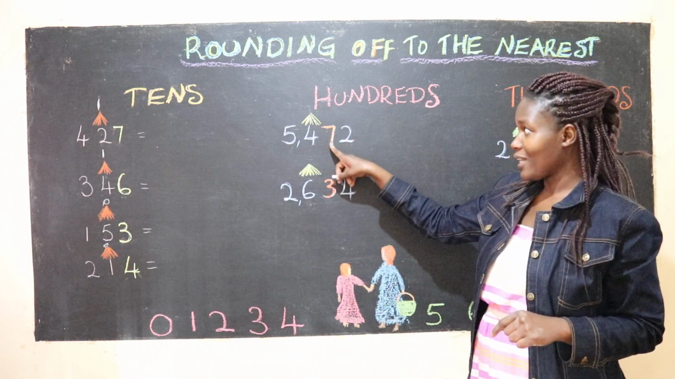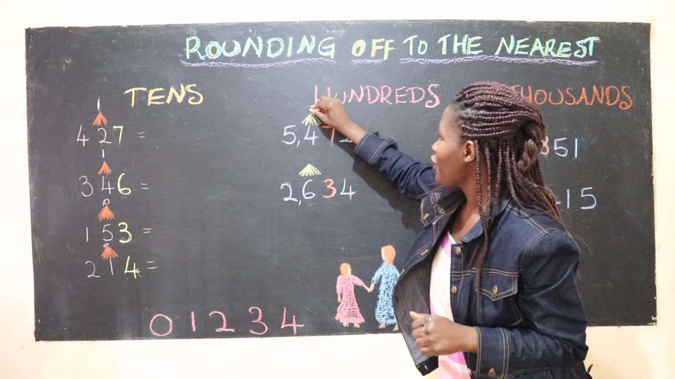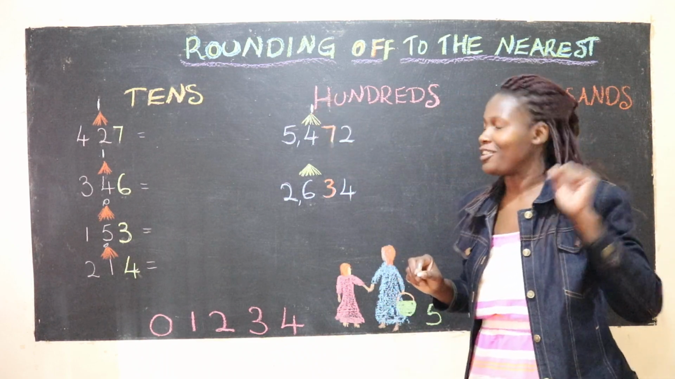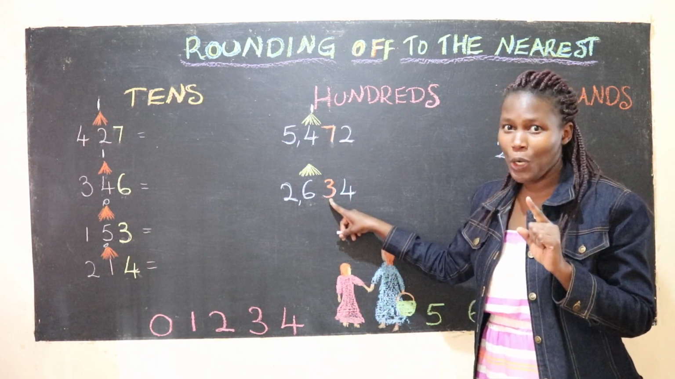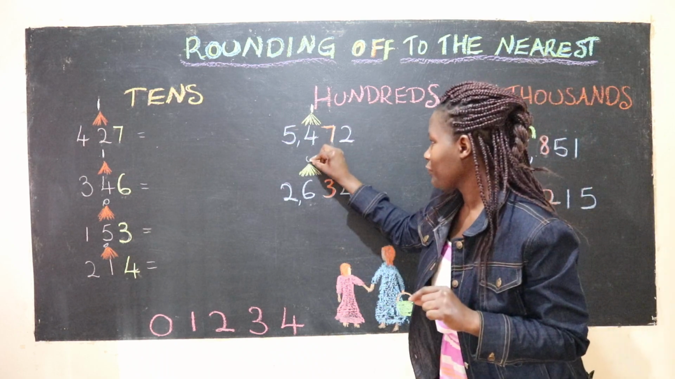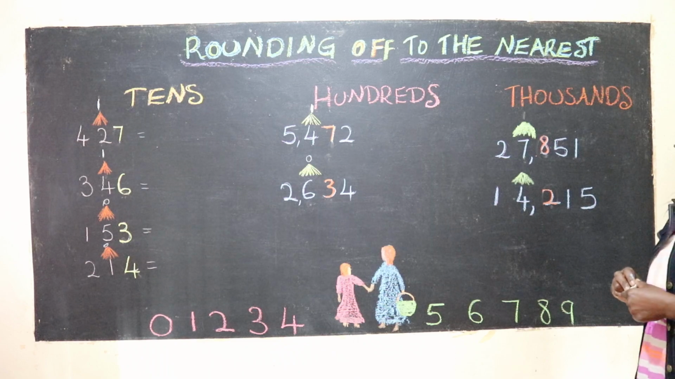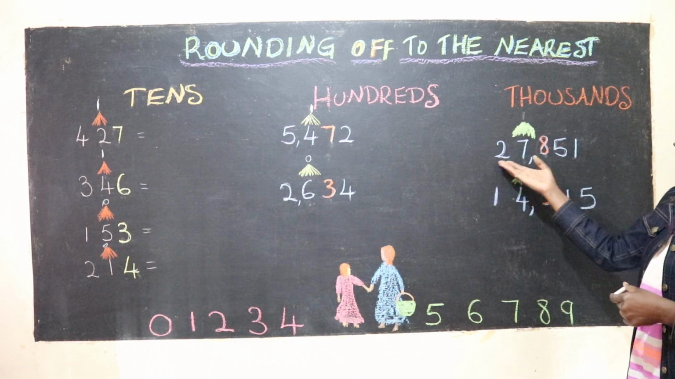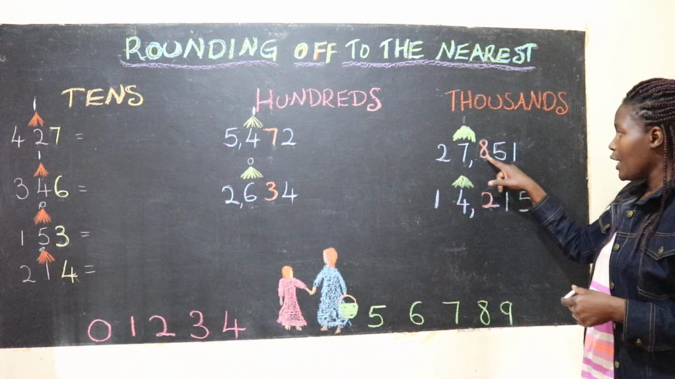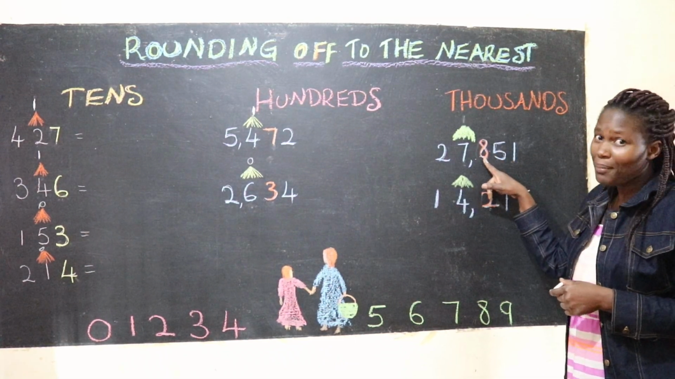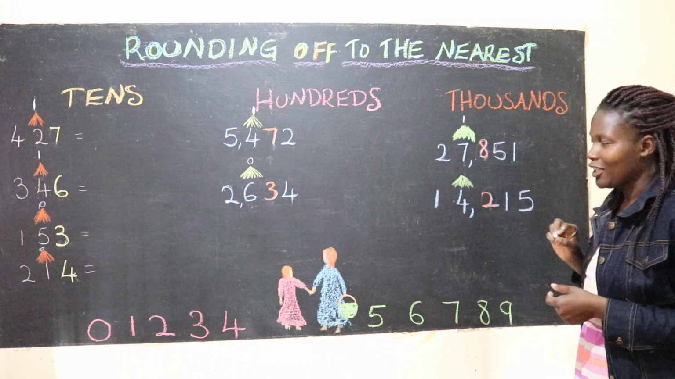So, no child. Let's go to hundreds. 5,472. Let's look at the 7. Is 7 a parent number? Yes, it is. So, it will leave a child when it goes to heaven. And what about 3? Is 3 a parent number? No, it's a child. So, it will be 0. And let's come and see these huge numbers. We have 27,851. Look at 8. Is 8 a parent number? Yes. So, we'll have a child.